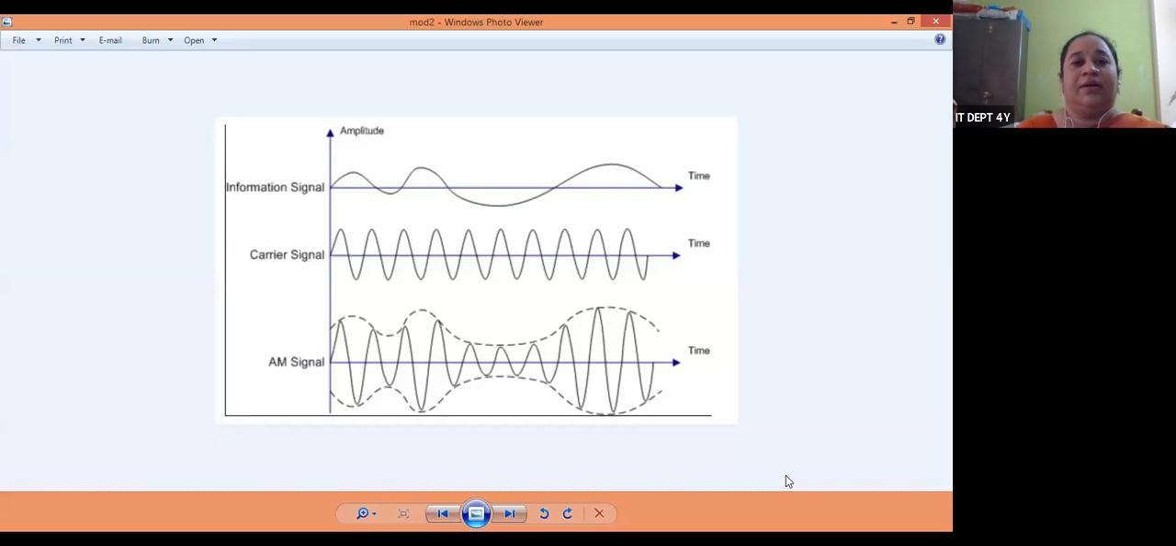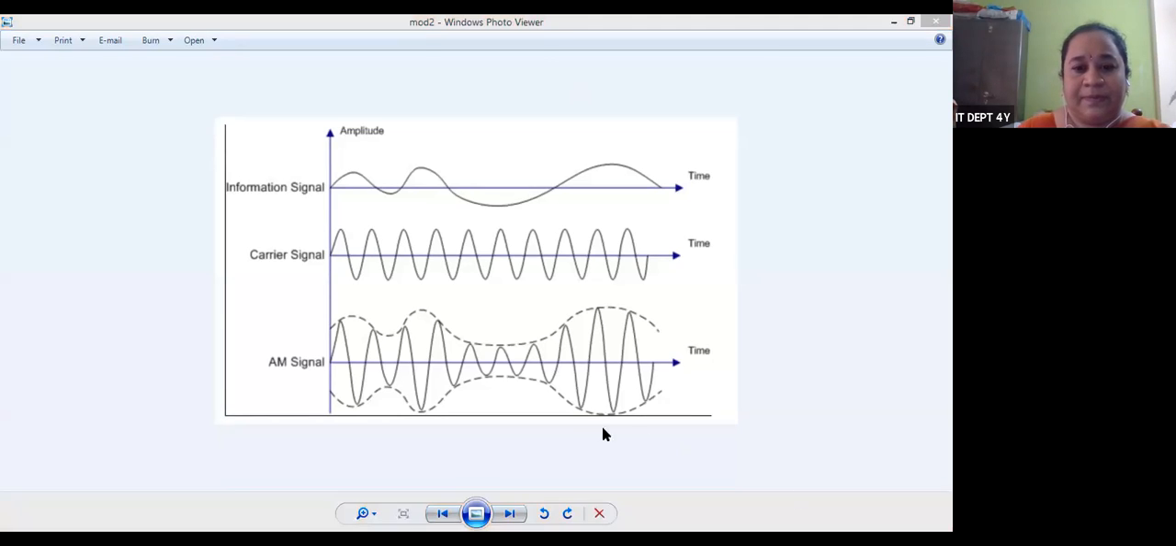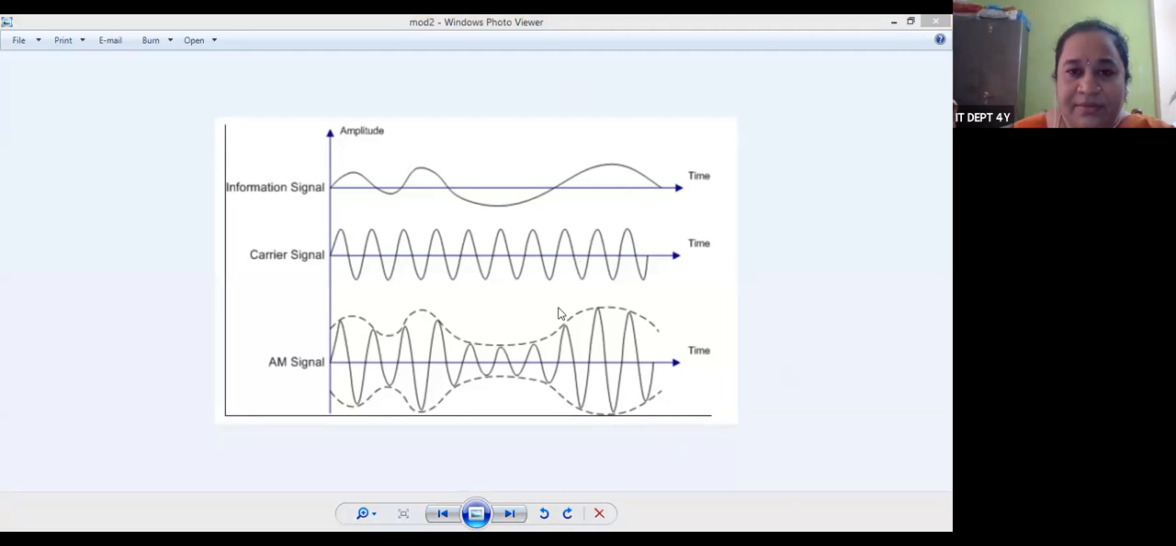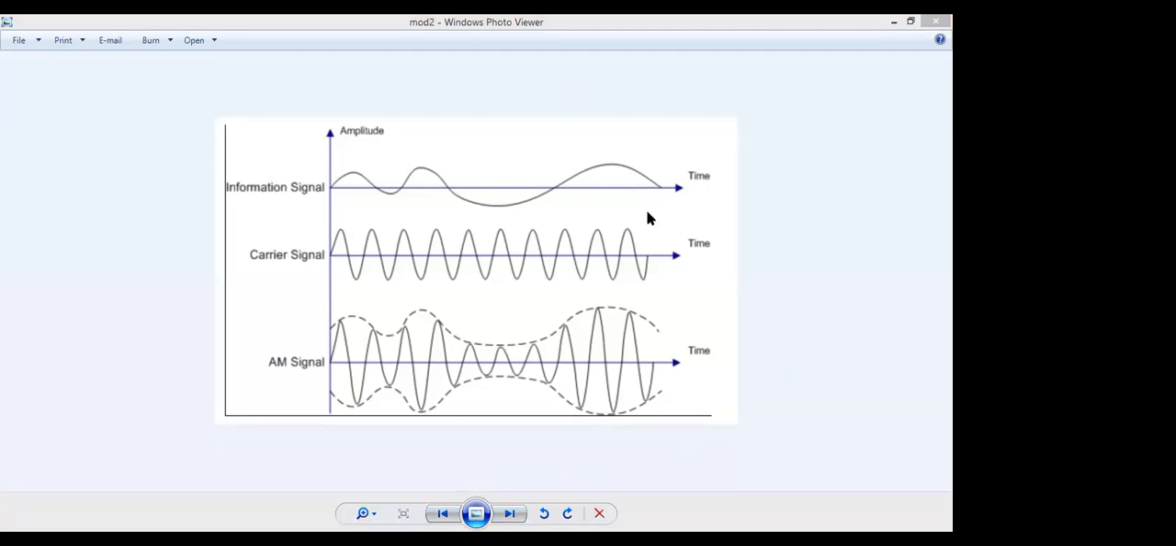See, here it is the... Are you able to see the screen? Yes, ma'am. Okay, okay.